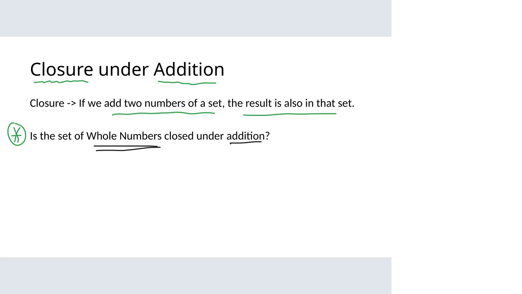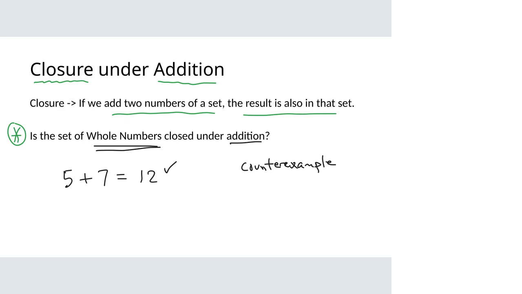So let's look at an example. If I take this whole number and I add it to this whole number, what I get is, sure enough, a whole number. So that worked. Now, one example doesn't necessarily prove it. Anytime I'm trying to decide if something's true or false, my approach is to look for a counterexample. If I can find one counterexample where this doesn't work, then I can say it's false. No, it's not closed under addition.